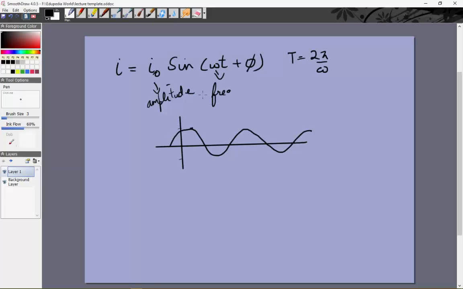Angular frequency. Don't get confused by angular frequency and frequency. They are related by a factor of 2 pi. Frequency is denoted by nu, and it is equal to the inverse of the time period. The angular frequency is equal to 2 pi by the time period. And phi is the phase constant.